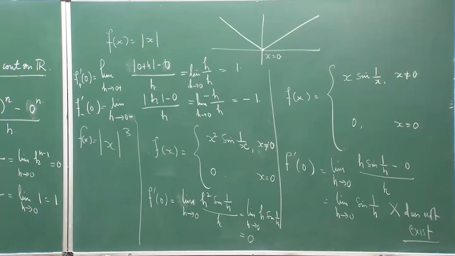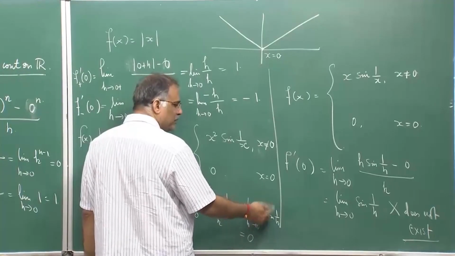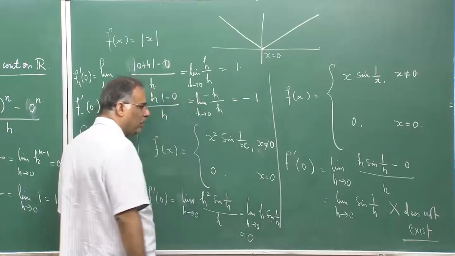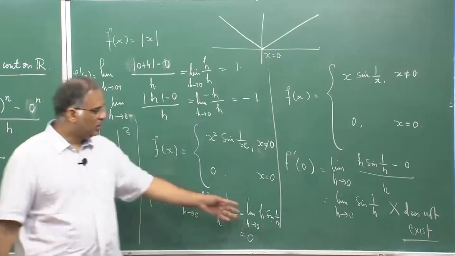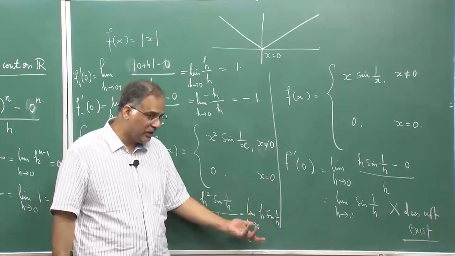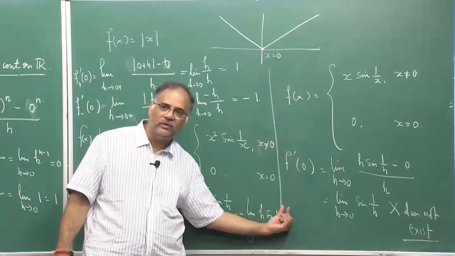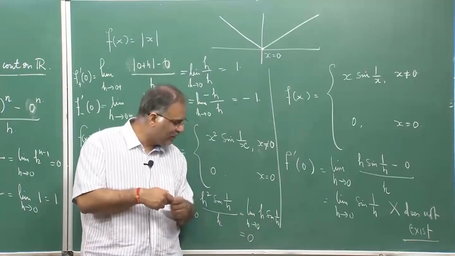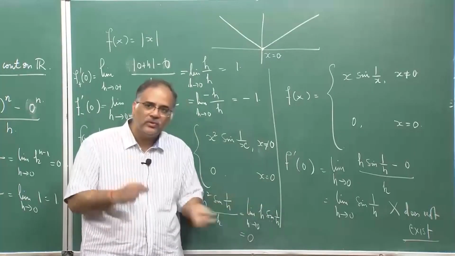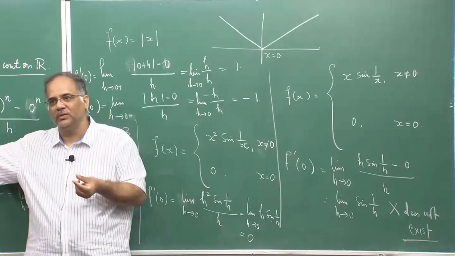As h becomes smaller and smaller, this value keeps on oscillating. You might say, these values are oscillating, so maybe this whole thing is oscillating. But no, as h becomes smaller and smaller, it does not matter what values they are taking, the values will ultimately become so small. Because this value is only between minus 1 and plus 1, the product value will start becoming smaller and smaller.